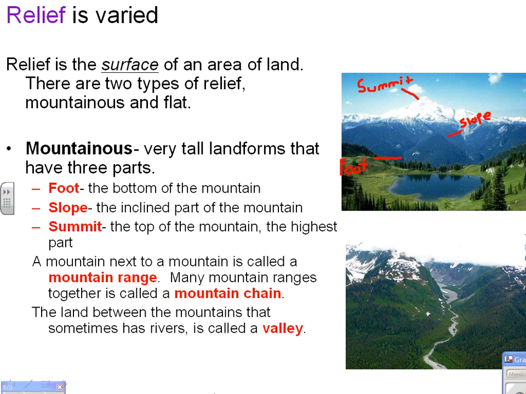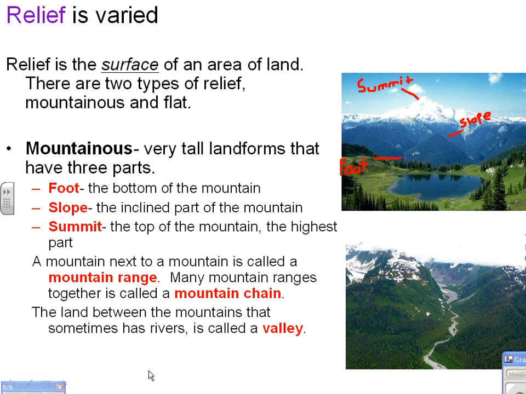Relief is varied. Relief is the surface of an area of land. There are two types of relief, mountainous and flat. Mountainous, very tall landforms that have three parts: the foot, the bottom of the mountain, the slope, the inclined part of the mountain, and the summit, the top part of the mountain, the highest part.